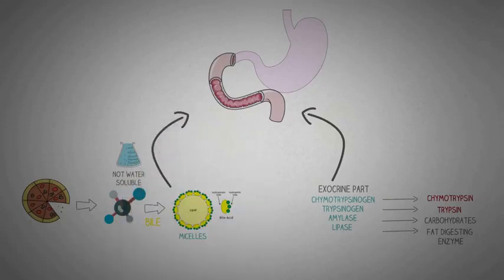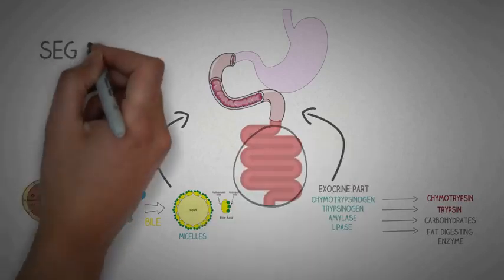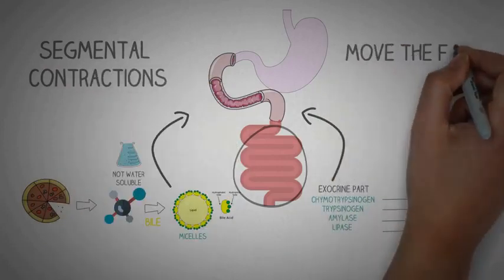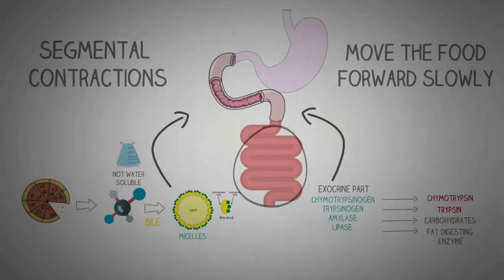The food then passes slowly from the duodenum to the jejunum and then to the ileum. Most of the digestion of food takes place in the small intestine. The wall of the small intestine contains layers of smooth muscles, which cause segmental contractions that move the food forward slowly. The carbohydrates, fats, proteins and other nutrients are completely digested slowly over a period of many hours.